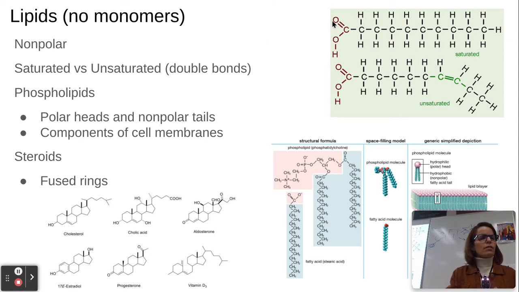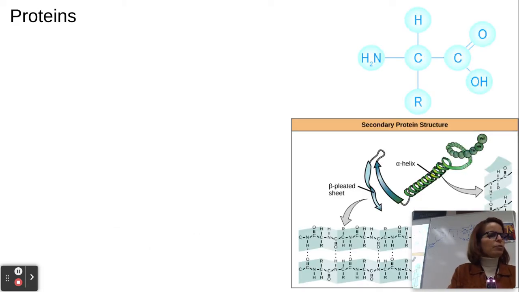That's where the two oxygens are. But then they don't really have much other oxygen to speak of. So that's part of how you're going to identify them. All right, next we'll move on to proteins.